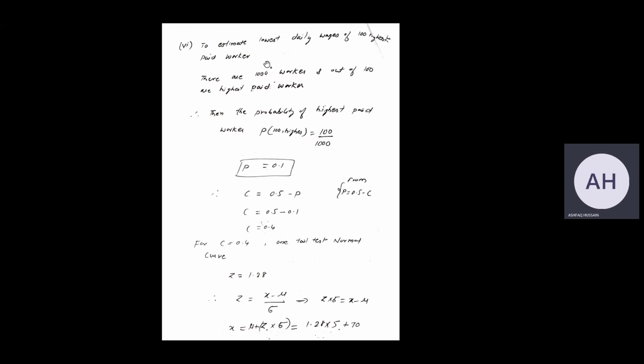Slightly tricky one. First of all, you need to calculate the probability, then the C value, then you have to calculate Z, and then finally you need to calculate X. So the question is to estimate the lowest daily wage of the 100 highest paid workers. Among the 100 highest paid workers, the lowest value is rupees 76. So this completes your normal distribution method.